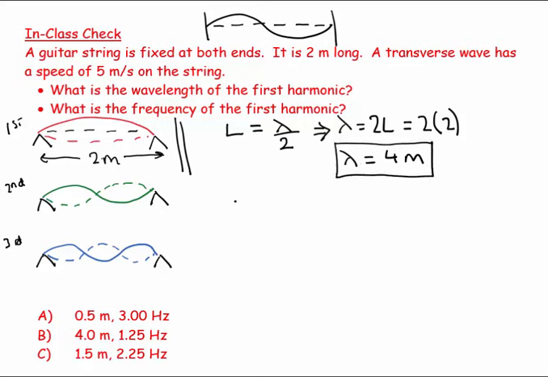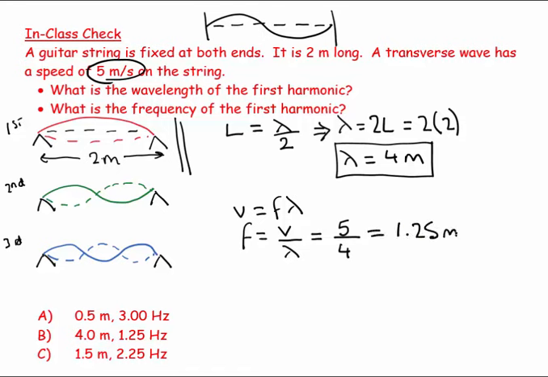And then my second answer: what's the frequency? I know for waves, V equals F lambda. So that means my frequency equals my velocity over my wavelength. And I'm told that the energy travels backwards and forwards along the string at 5 meters per second, and I've just calculated that my wavelength is 4 meters. So this must be 1.25 hertz, not meters per second, hertz. 1.25 hertz.